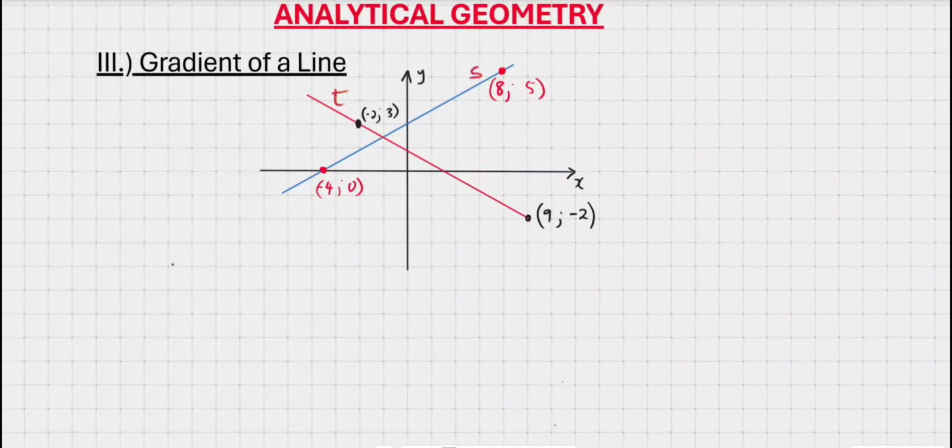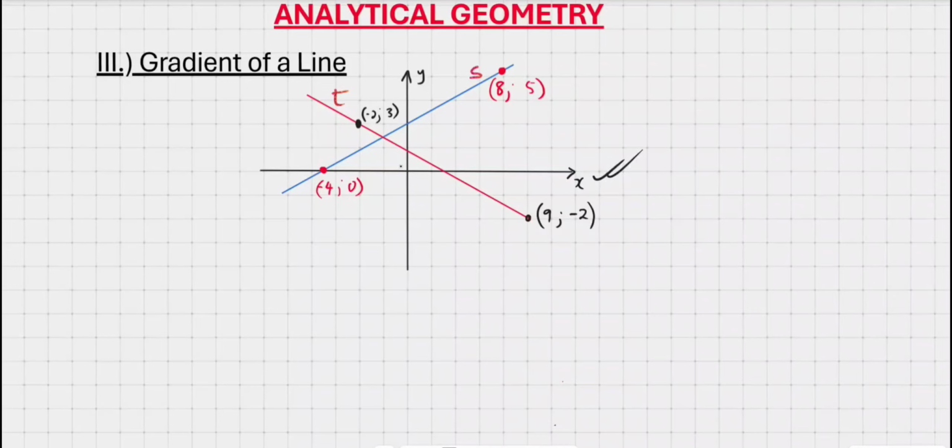In this video we are continuing with analytical geometry. Our objective is calculating the gradient of a line. The gradient of a line is the steepness of a line from the horizontal axis. So I have made our Cartesian plane with two lines, which are line T and line S. It measures how steep the line is from the horizontal axis, which is this x-axis.